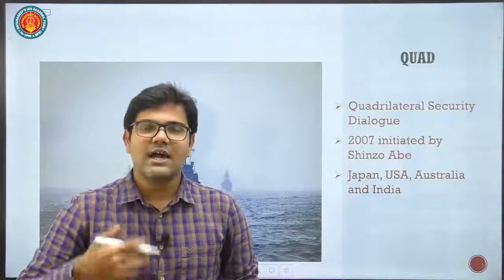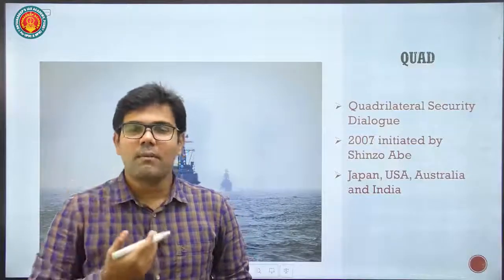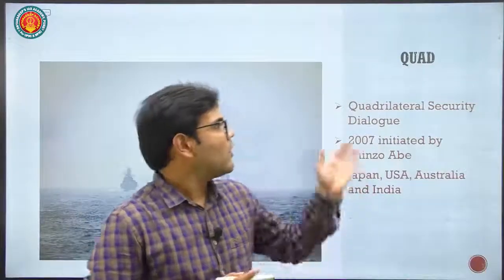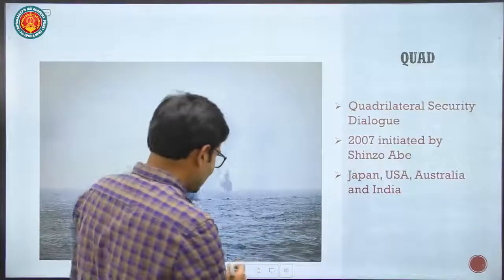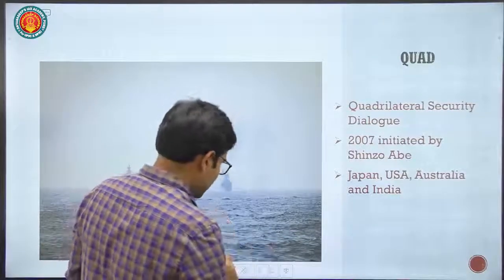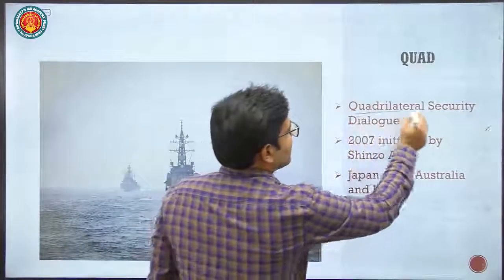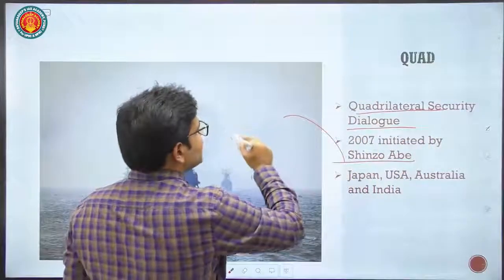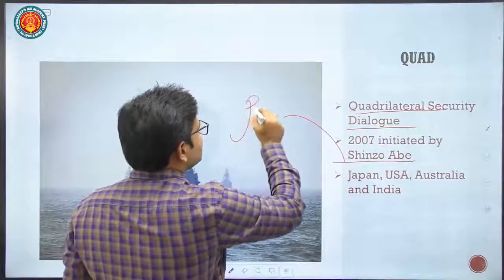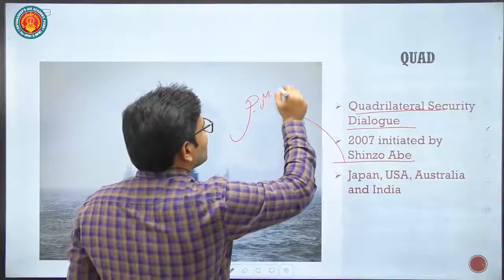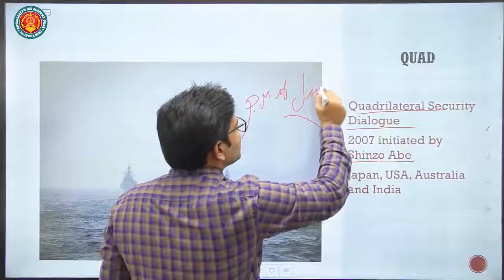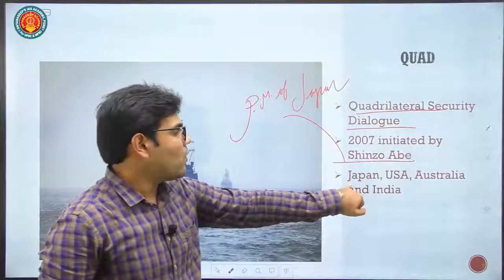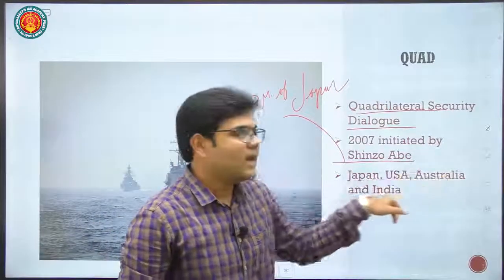In Asia, we saw SAARC, SCO, Gulf Cooperation Council. Likewise, now we will see the Quad. So what is the Quad? Quad is basically a Quadrilateral Security Dialogue which was initiated by Shinzo Abe. Shinzo Abe was the prime minister of Japan. He initiated this dialogue, and 4 countries are a part of Quad: Japan, USA, Australia, and India.